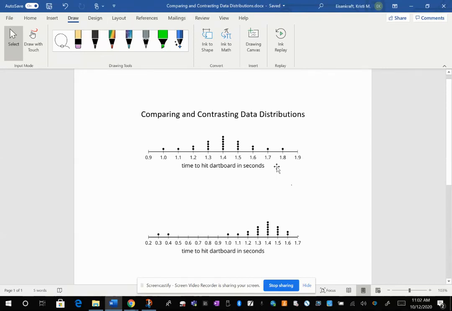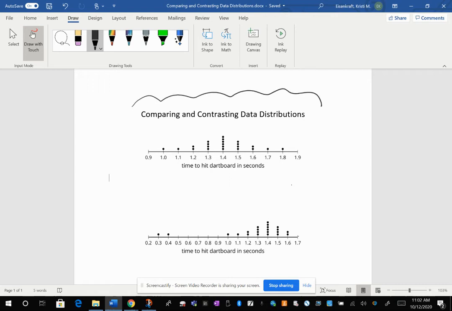Hi guys, this is Miss Eisencraft, and I'm here to do a little bit of a review for the Unit 1 statistics test. First of all, Standard 1, comparing and contrasting data distributions.